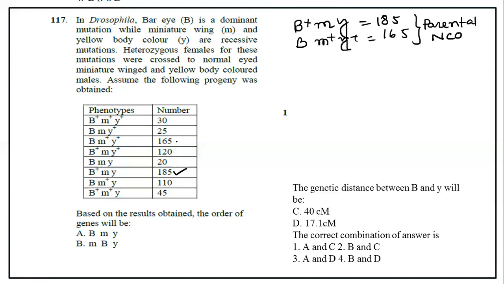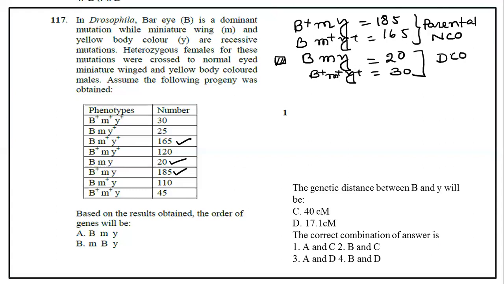These two are done. Now find out the SCO, find out the DCO, sorry, the double crossover. So what will be the double crossover? Double crossovers are the lowest frequency. So the lowest here is 20, B M Y equal to 20, and B plus M plus Y plus equal to 30. So these two are the DCO products, double crossover products.